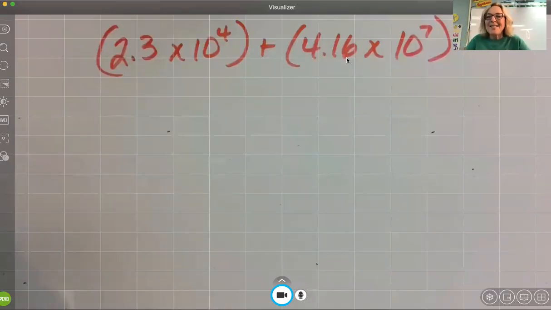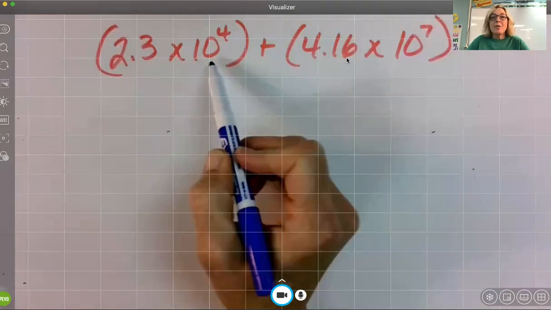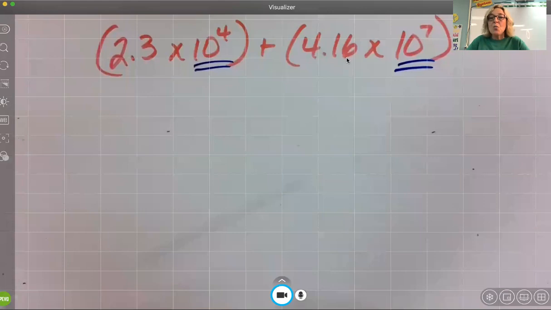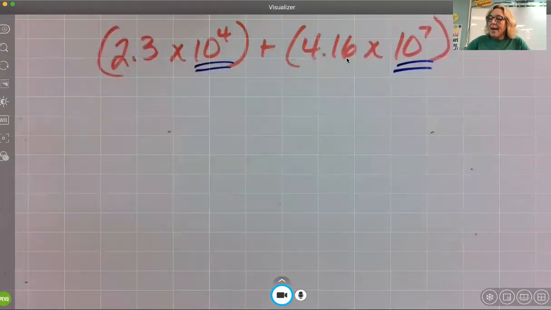So we can apply this same thinking to addition problems, same exact idea. So now this problem has 10 to the fourth power and 10 to the seventh power. So we need to make an adjustment to one of those products so that it matches the other power of 10. So I'm going to make 10 to the fourth power 10 to the seventh power.